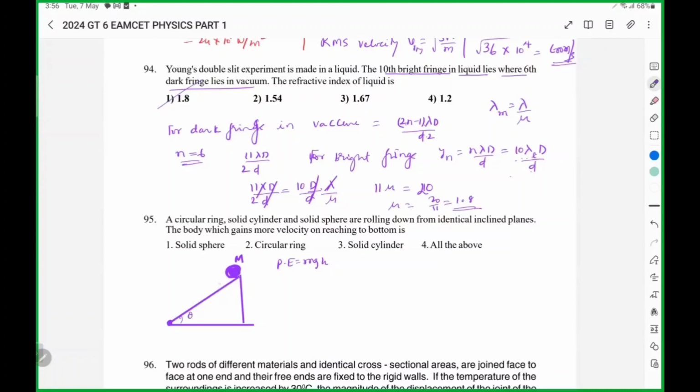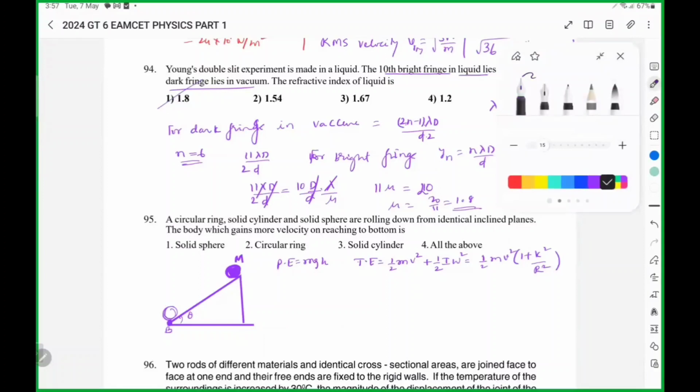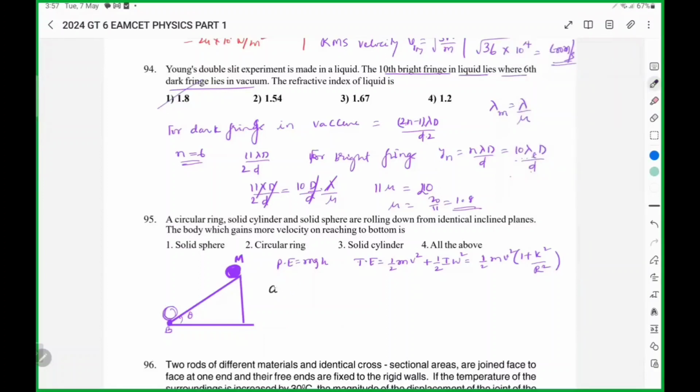So when it reaches the bottom, the total energy it has is due to translation as well as due to rotation, which we used to write as half mv square into (1 plus k square by r square), where k is the radius of gyration. For a circular ring, mr square is mk square, so k square by r square is 1.